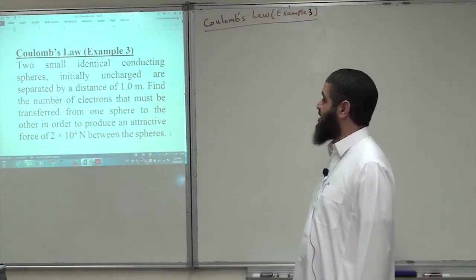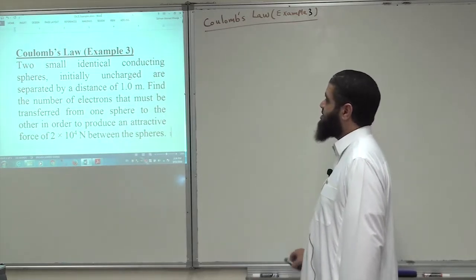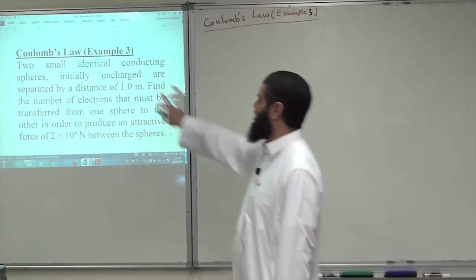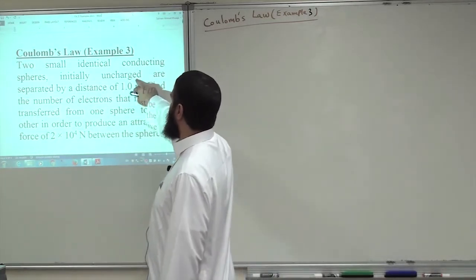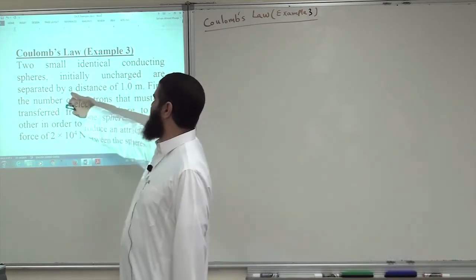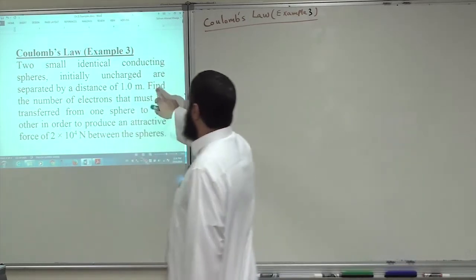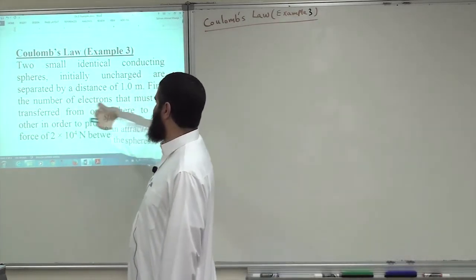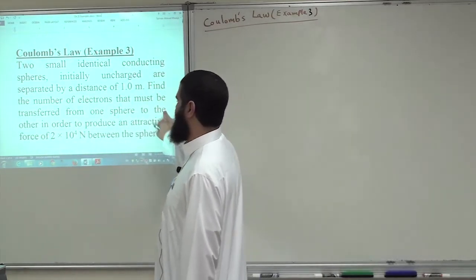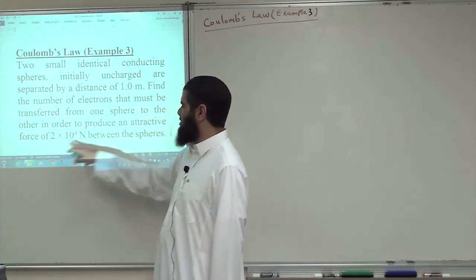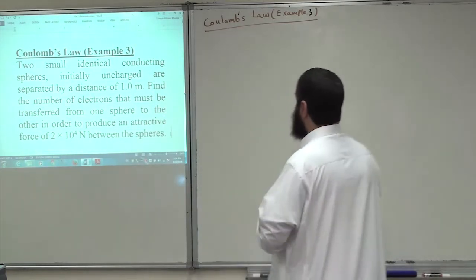This is the last example related to Coulomb's law. We have two small identical conducting spheres initially uncharged. So they are neutral. Number of electrons equals number of protons in these two small spheres. They were separated by a distance of 1 meter. This is the separation between the two small spheres. Would like to know the number of electrons that must be removed from one sphere to the other sphere in order to produce an attractive force of this much between the spheres.